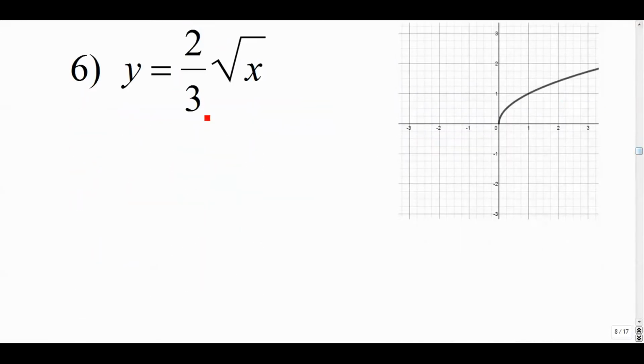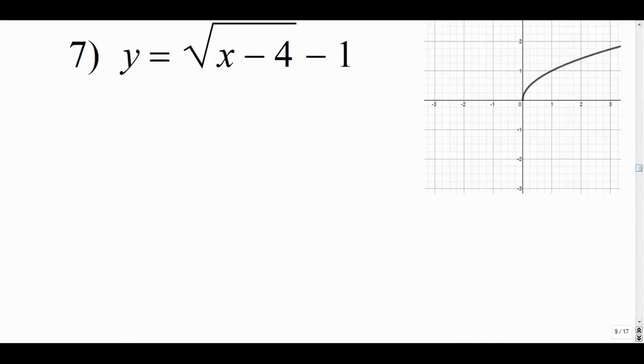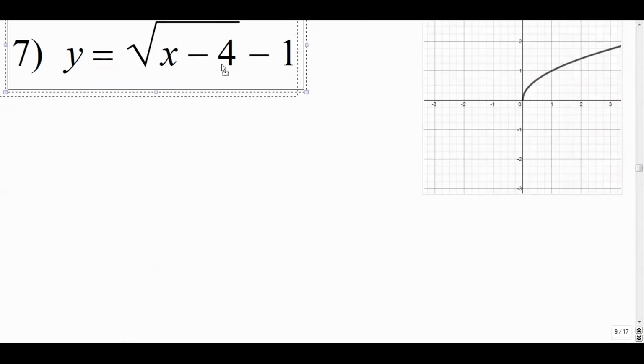But when we change that first term to a number less than 1, it squishes. Fancy way of saying that is it's a compression. It's a squish. So 2/3 is going to look something like this. Just squishes it down. Number 7. And again, if I'm moving too fast, just feel free to pause and kind of get caught up.